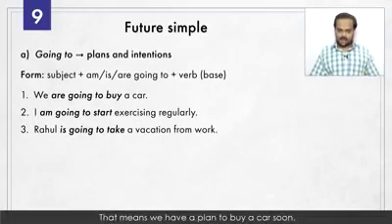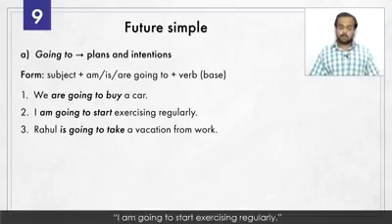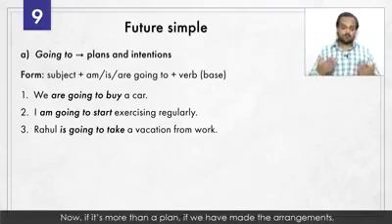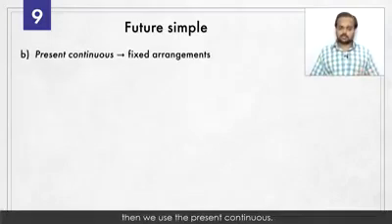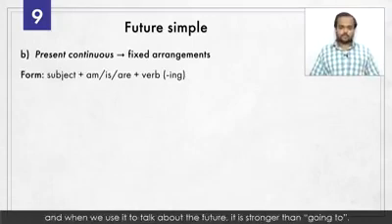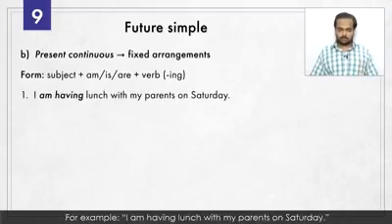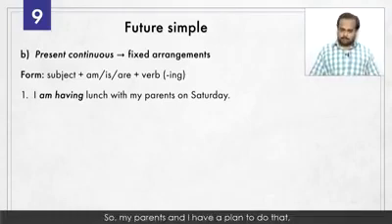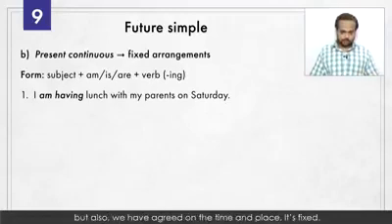That means we have a plan to buy a car soon. I am going to start exercising regularly. Rahul is going to take a vacation from work. Now, if it's more than a plan, if we have made the arrangements, then we use the present continuous. This is a tense you know already. And when we use it to talk about the future, it is stronger than going to. For example, I am having lunch with my parents on Saturday. So my parents and I have a plan to do that, but also we have agreed on the time and place.